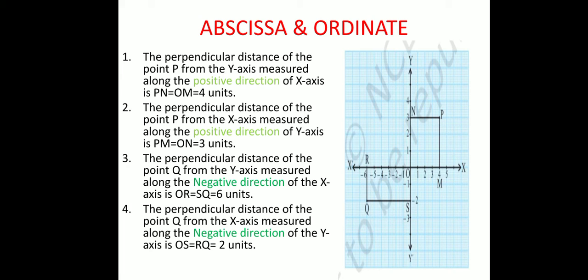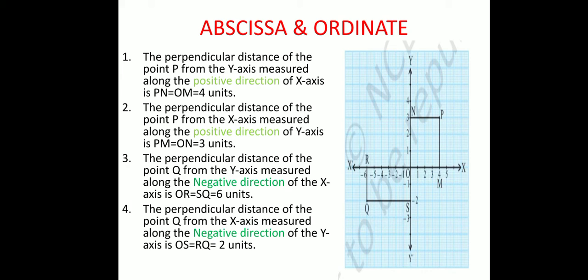Now second, what is the y coordinate? The y coordinate of a point is its perpendicular distance from the x-axis measured along the y-axis, that is, positive along the positive direction of the y-axis and negative along the negative direction of the y-axis. For the point P, it is plus 3 and for Q it is minus 2. So we can write, the y coordinate is also called the ordinate.